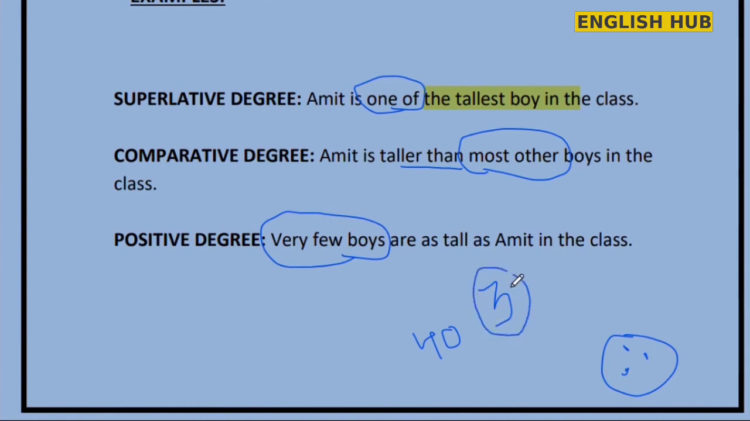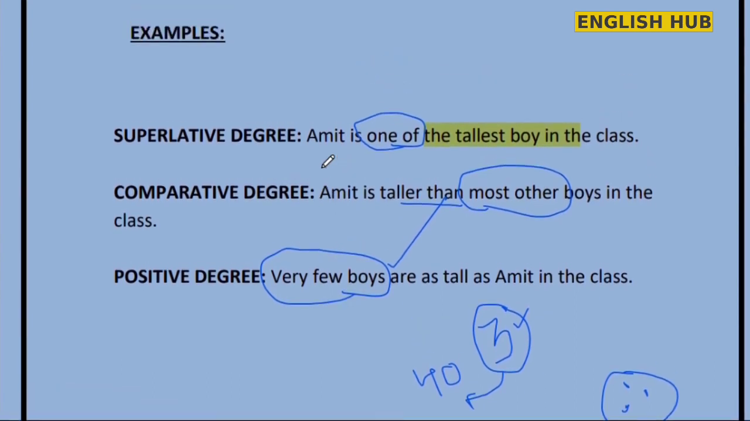Among 40, only 3 are as tall as Amit. Isn't it? 2 are as tall as Amit. That is why very few boys are as tall as Amit. But in comparative degree, Amit is taller than how many boys? Most other boys. Almost 37 boys. Amit is taller than 37 other boys. Okay, so that is all. We have to remember these three cases, and if you remember these three, you'll be able to solve all the sentences, transformation of sentences on degrees of comparison.